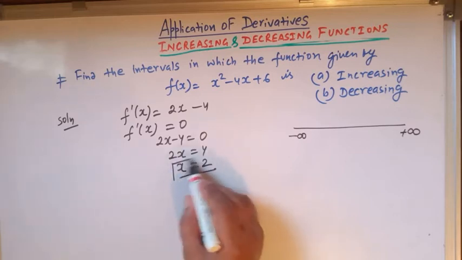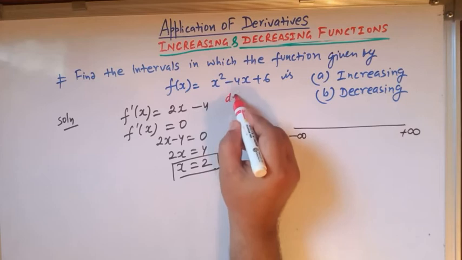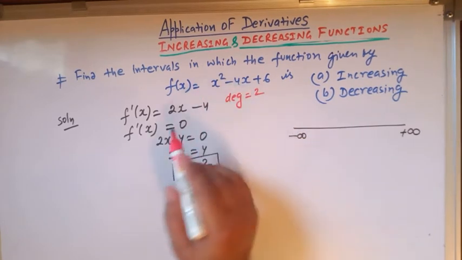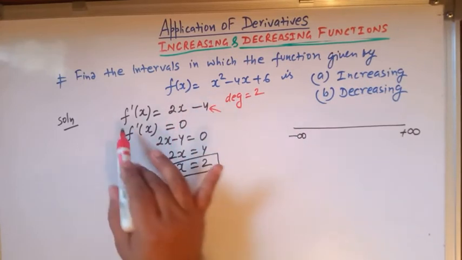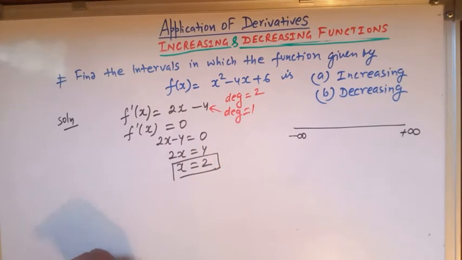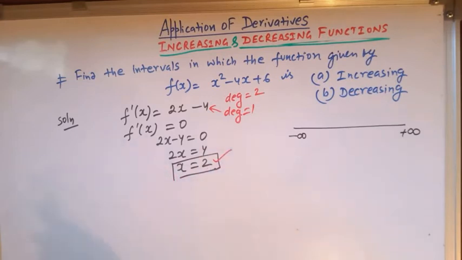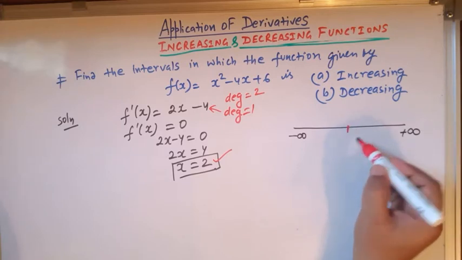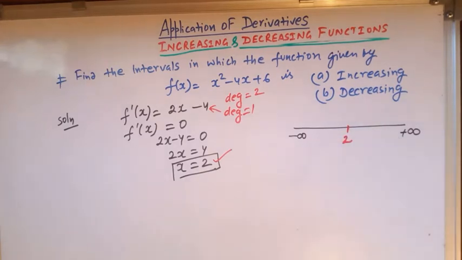So what does it mean? It means that initially we have the polynomial of degree 2, but when we differentiate this function, we get this derivative as a polynomial of degree 1. Clear? So we have one root. This is x equal to 2. So it means we have to locate this point x equal to 2 on the number line. Okay, so this is the point 2.